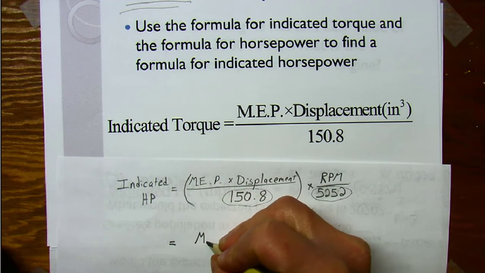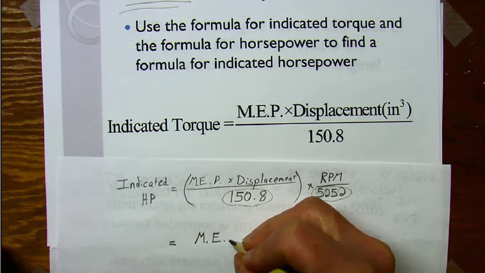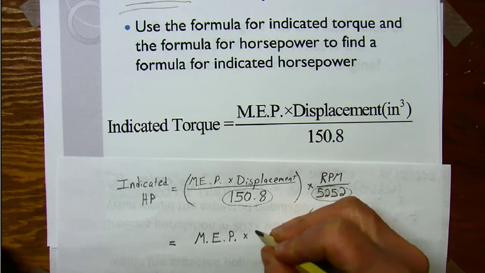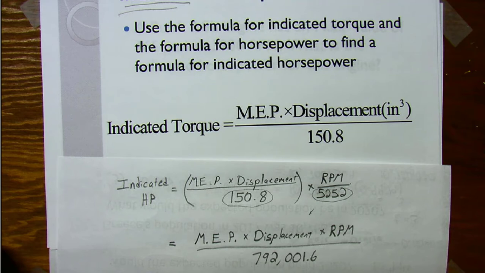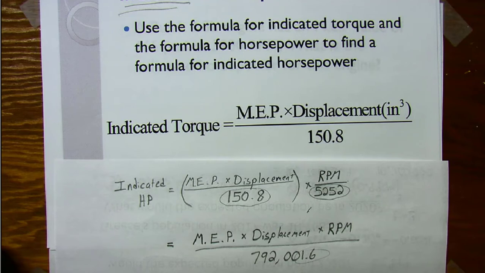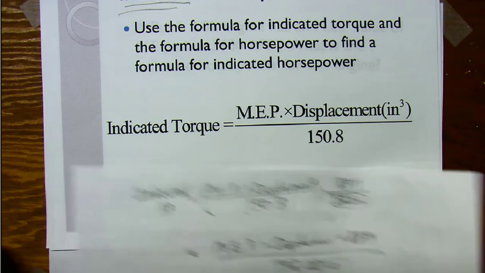Don't write this one down yet. We're going to change it one more time. If we take our MEP times our displacement times our RPM, and then if we take 150.8 times 5252, you get 792,001.6. Well, we're going to round this off and ignore that 1.6, and that gives us a formula for indicated horsepower. This is the formula you should write on your sheet.